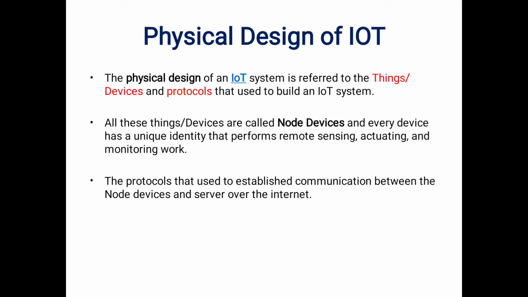So if we want to build any IoT system, Internet of Things system, we must have some devices and protocols. The device must have a unique identity, and those devices perform remote sensing, actuating, and monitoring work. And what is the need of the protocols for building an IoT system? Those protocols are used to establish communication between the node devices and the server over the internet.